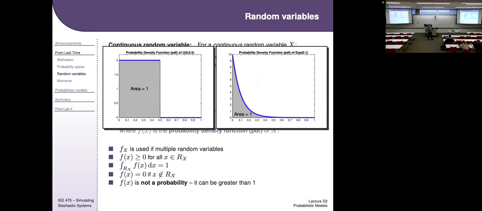All right, so any questions about that distinction between probability density and probability mass? Or probability. We can call it probability mass, or we can just call it probability. Let's check online here. Okay.